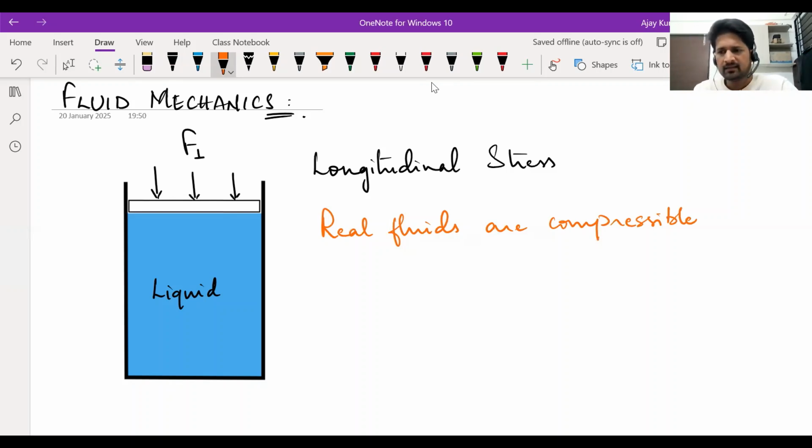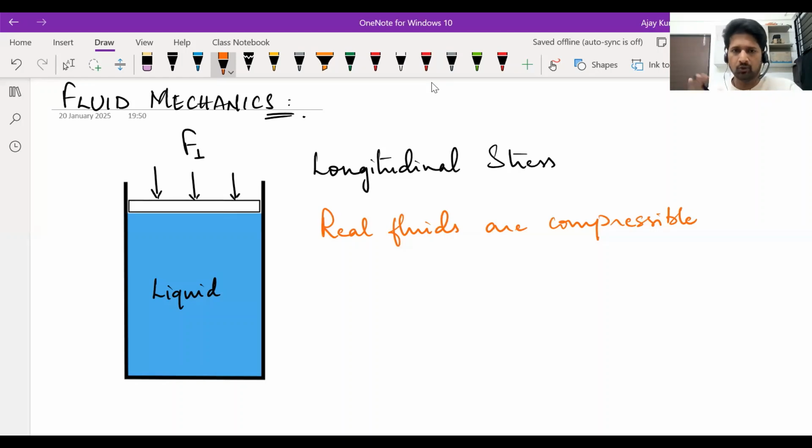Now, usually what happens as you compress, the internal restoring forces will oppose the compression. So it will get compressed to a certain extent and stop. So real fluids are compressible. What does that mean? That doesn't mean you can compress them to zero volume. Whether it's a liquid or a gas, you can't compress it to zero volume. As you compress them more and more, the restoring forces will be stronger and stronger. It will become difficult to compress.